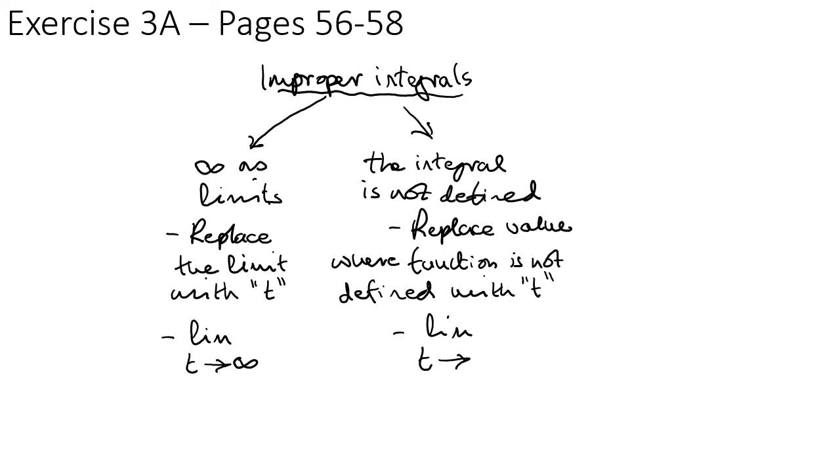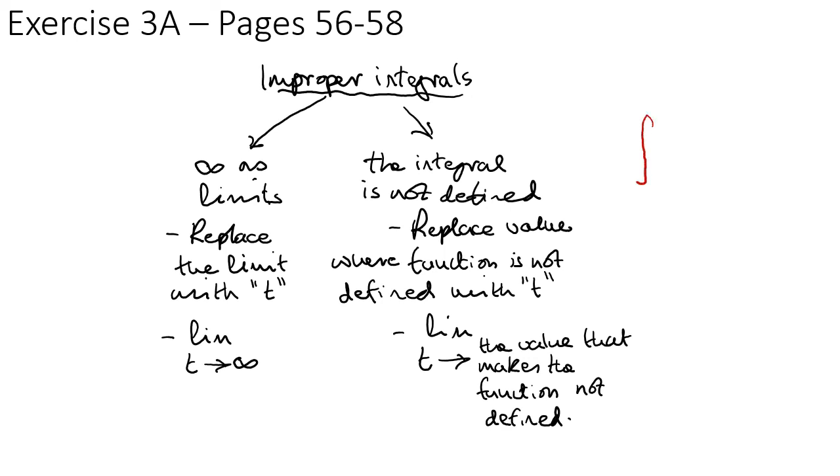So as t approaches the value that makes the function not defined, so that's dividing by 0 basically. And where we have limits like this, negative infinity to infinity, what we'll do is split the integration up so that we integrate from negative infinity to 0 and then from 0 to infinity.